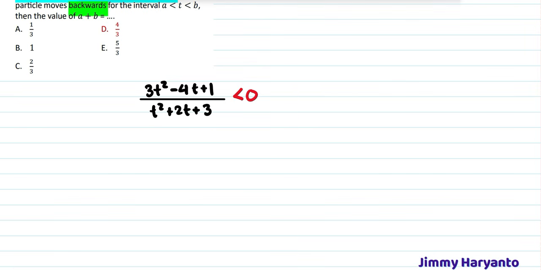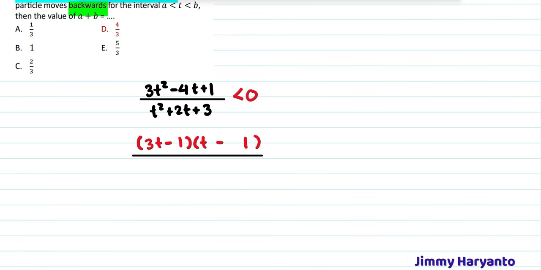And then you have to solve this like usual. This is a rational inequality. That means you have to find the values of t from the top. Of course you have to factorize it: (3t minus 1)(t minus 1). This one is minus, this one is also minus, and then over. Next is the bottom part.